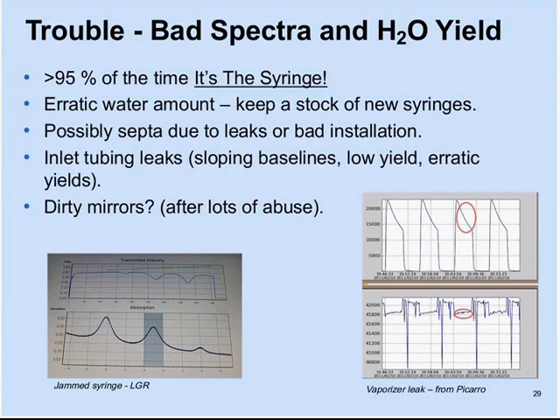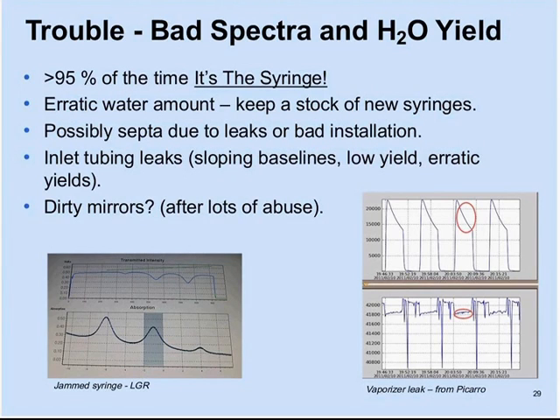All right, trouble. Let's talk about trouble. Bad spectra and water yield. In my experience, when something goes wrong, I get calls and emails from people that we've supported. I would say 95% of the time it's the syringe, and people will say, I've changed it, and I say, check it again or try a different one, and often it's the syringe. Microliter syringes are actually sophisticated little devices, and when they go wrong, they go wrong. So again, as I mentioned, keep a stock of new syringes in hand.